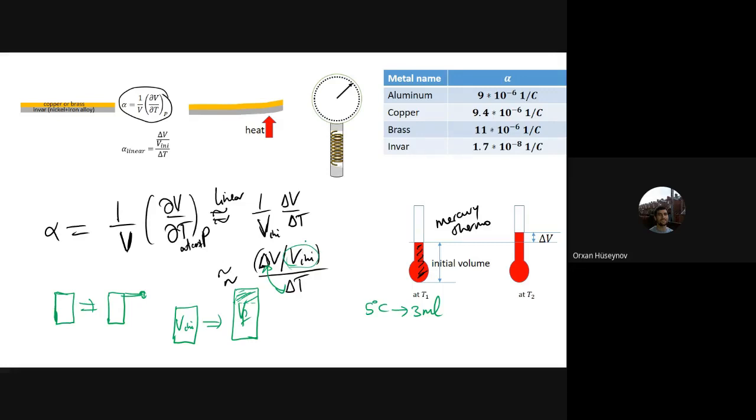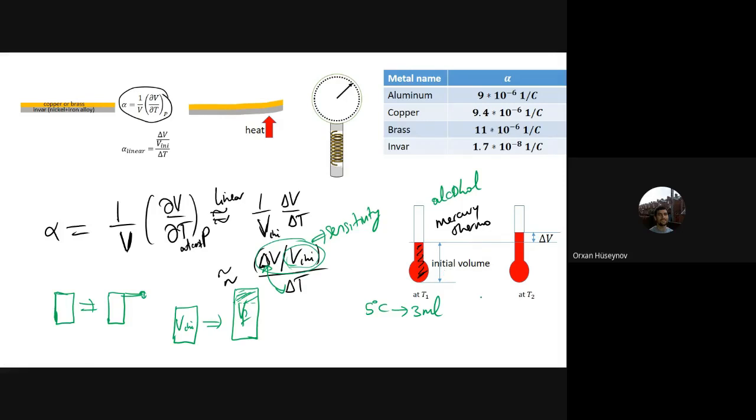Okay, therefore the quantity here, delta V by V initial, you can call it also the sensitivity. It measures how sensitive the material is to temperature change, in response to temperature change. And mercury is good, so therefore we are using mercury, and they are also using the alcohol. So they are sensitive to temperature, and this is one property.